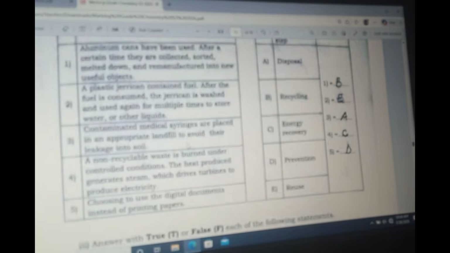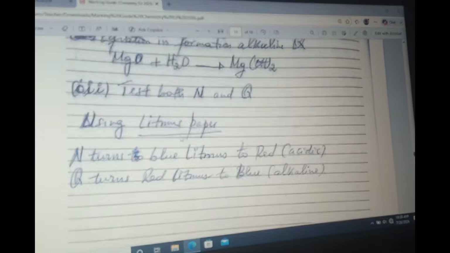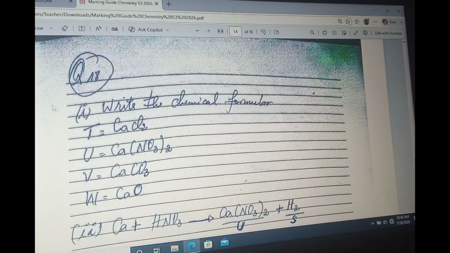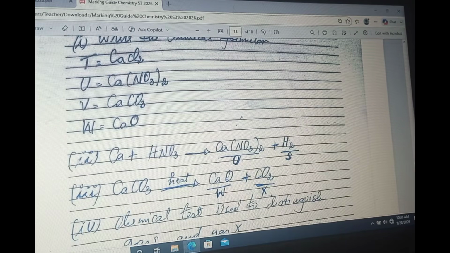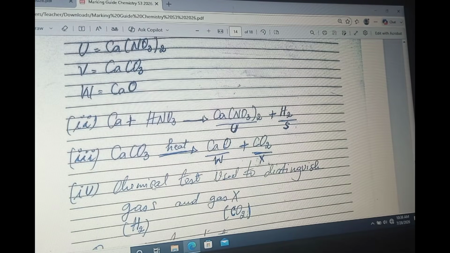Let's see the full answer to that question. Question 18. T is calcium chloride, U is calcium nitrate, V is calcium carbonate, W is calcium oxide. The equation showing how gas S and U are formed: calcium reacts with hydrogen nitrate to form calcium nitrate and hydrogen as a gas. This is gas S, this is U. (iii) Calcium carbonate in the presence of heat decomposes to calcium oxide as W and carbon dioxide as X.